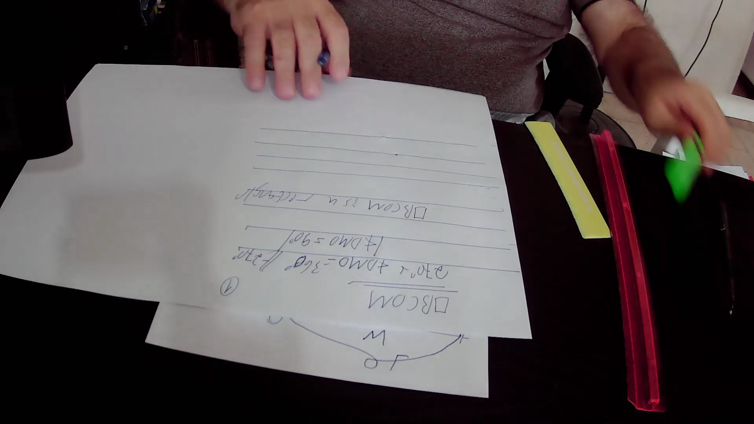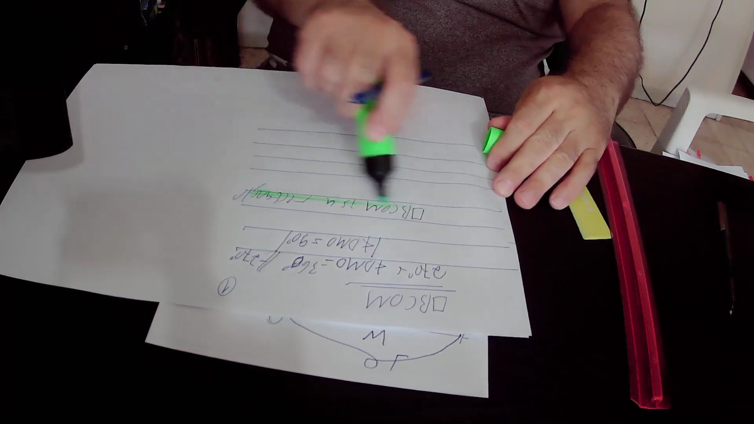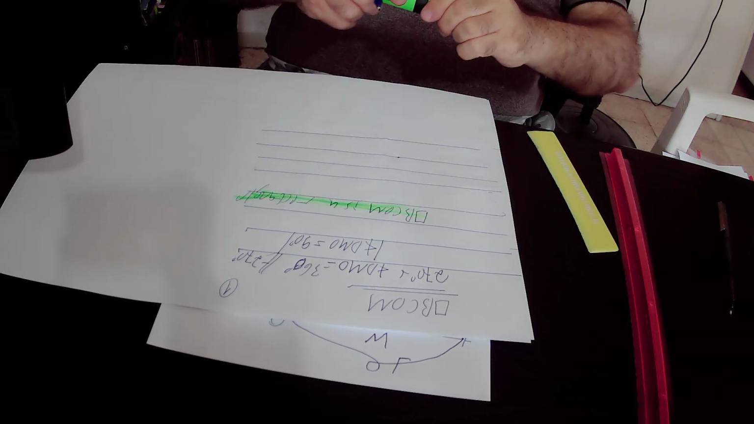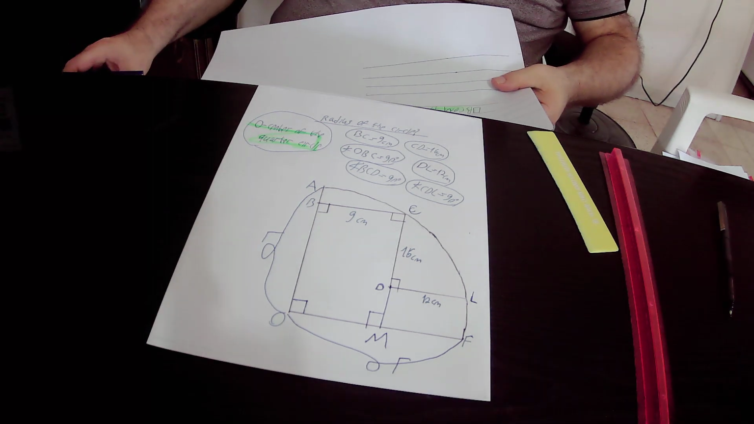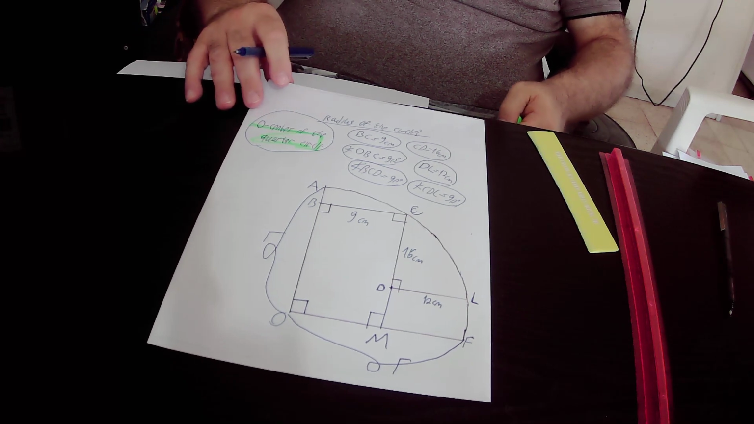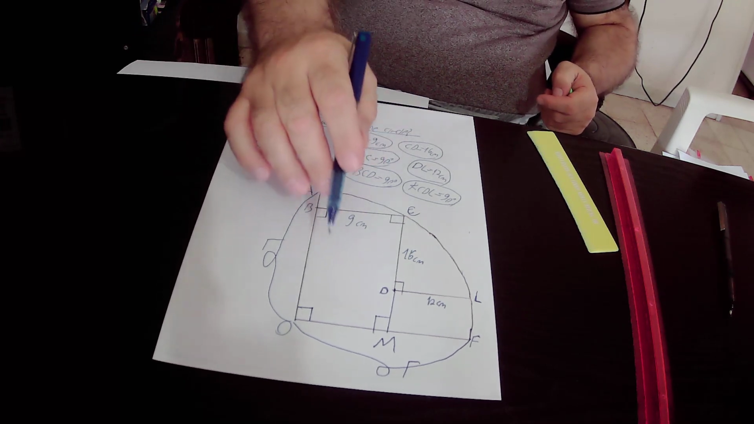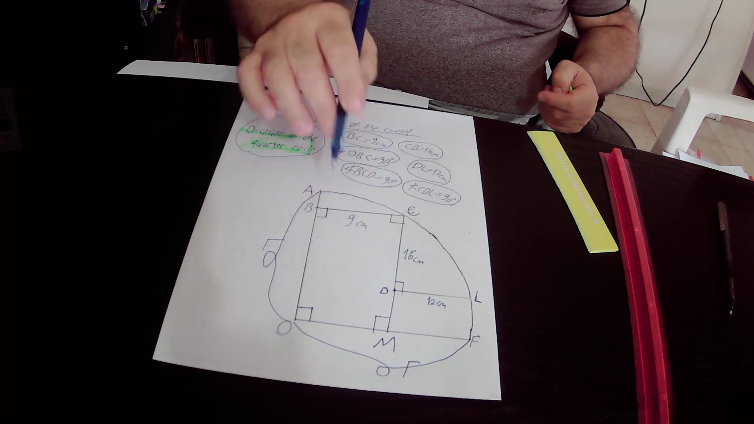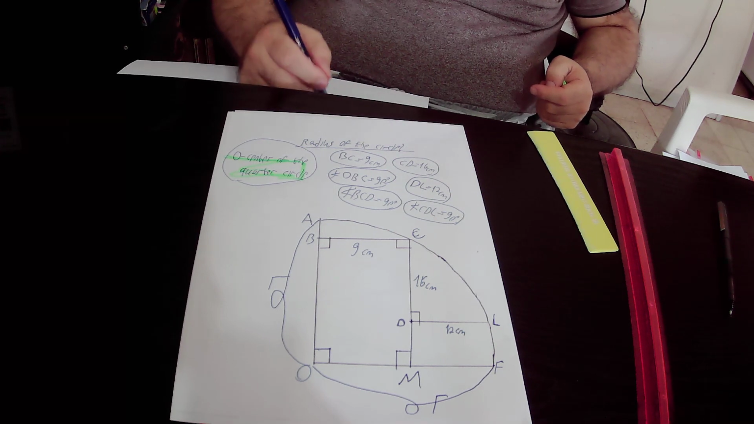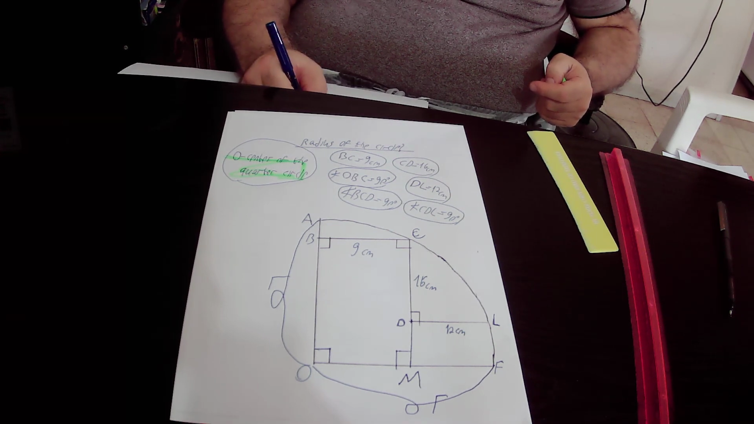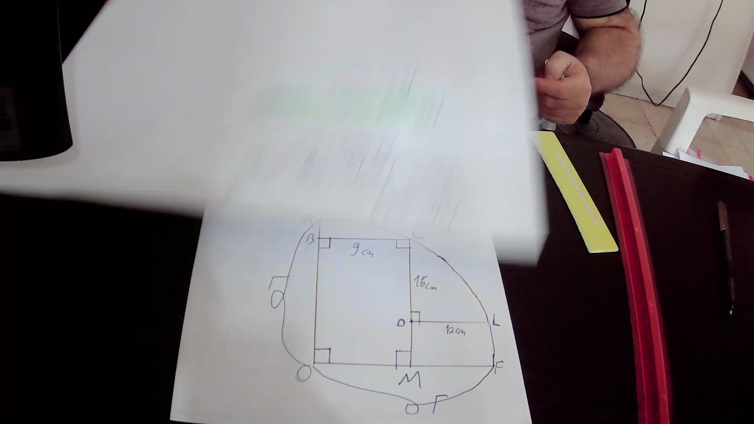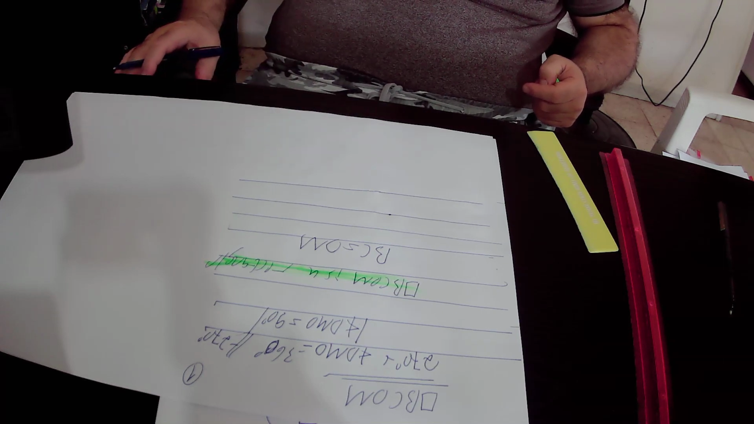Repeat again. Quadrilateral BCOM is a rectangle, and we know that the opposite sides of a rectangle are equal to each other, so the opposite sides of rectangle BCOM must be equal to each other. That is to say, side BC must be equal to side OM.